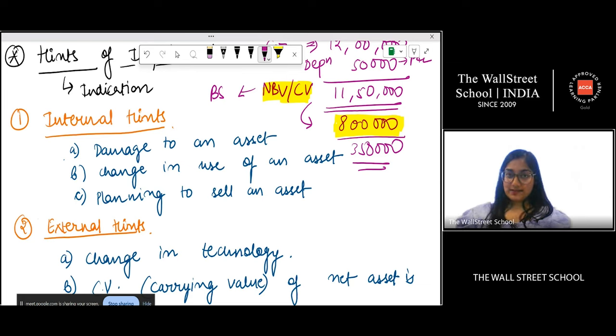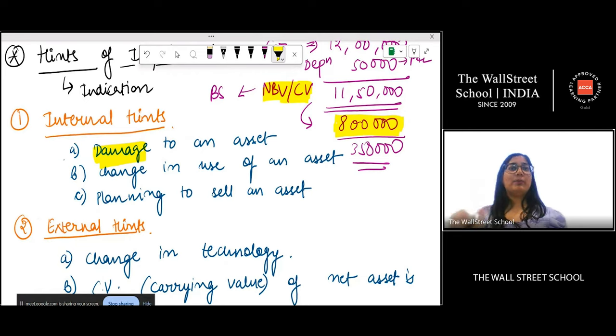So in the first instance, the value of an asset has fallen down due to damage to an asset. Let's take an example of an accident here. If there's an asset that I own, in companies we do own some cars, and there was an accident due to which the value of that particular car has fallen down. So that is an internal factor. That means there is no market condition attached to it, right? That means it is an internal indicator.